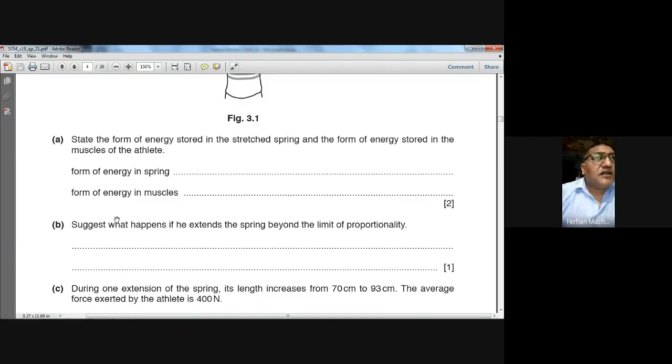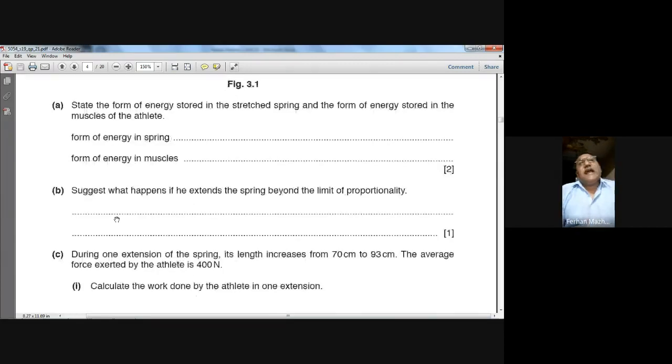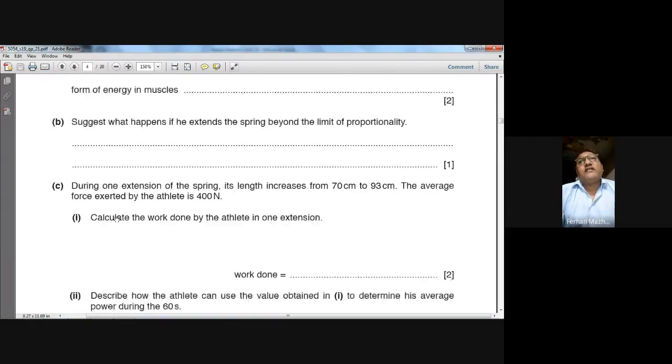In the B part, he says, what happens if he extends the spring beyond the limit of proportionality? If you stretch the spring beyond the limit of proportionality of that spring, the extension and the load which you apply to the spring, or the force you apply to the spring, will be no more directly proportional to each other. After crossing the limit of proportionality, it becomes easier for the spring to stretch.